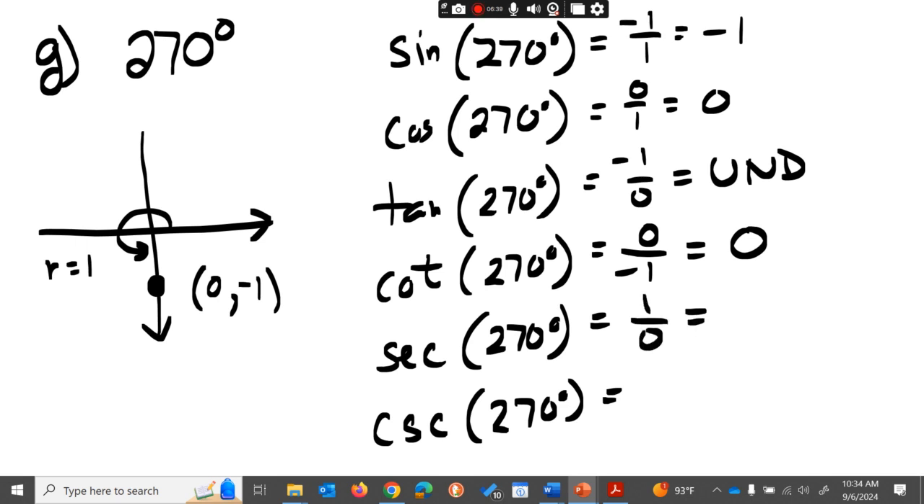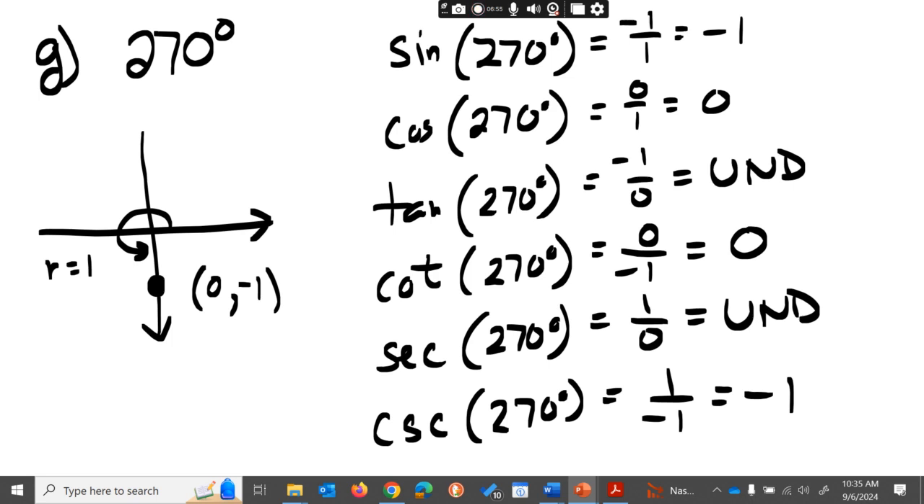Oh, that's right, because secant is undefined. It's 1 over 0. It's the r value, which is 1, over the x value, which is 0. And then cosecant gets me a 1 over -1, or -1.